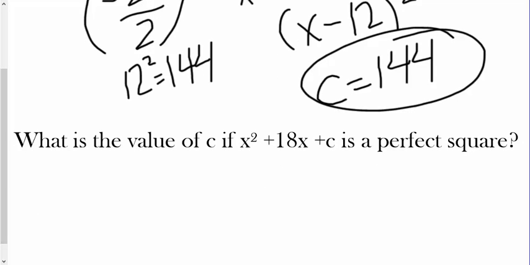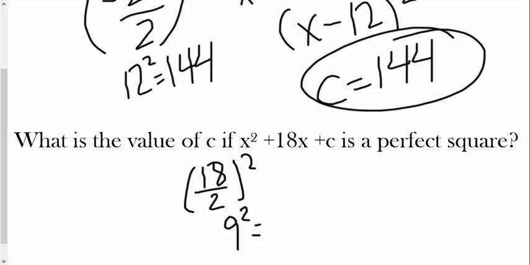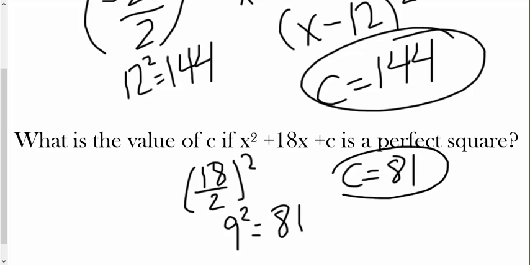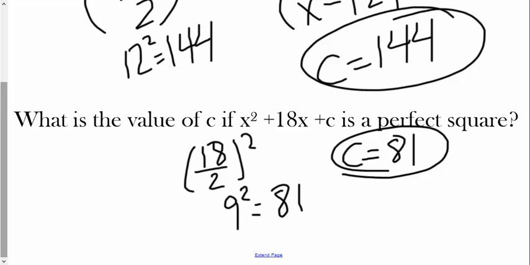What is the value of c to make that a perfect square? I just have to take 18 divided by 2 and then square that. That'll be 9 squared, which is equal to 81. So c would equal 81. If I wanted to rewrite that as the perfect square, that would be x plus 9 squared. I can rewrite x squared plus 18x plus 81 as just x plus 9 squared. Alright, not too bad. Let's try another one though.